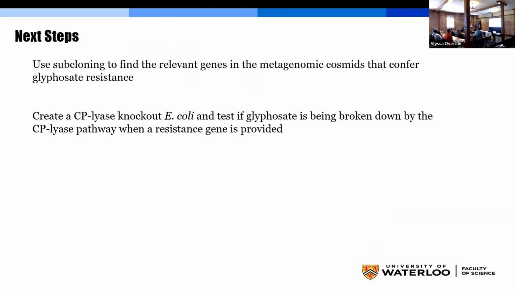So the next steps are to use subcloning to find those resistance genes in the cosmids I showed earlier that didn't seem to have anything annotated as a resistance gene, and then to create a CP lyase knockout E. coli so we can further look at the question of exactly how E. coli is responding to glyphosate. It looks like the story is almost certainly it's killed before it can break it down. But when we provide a resistance gene, then it's able to break down glyphosate. Any questions?